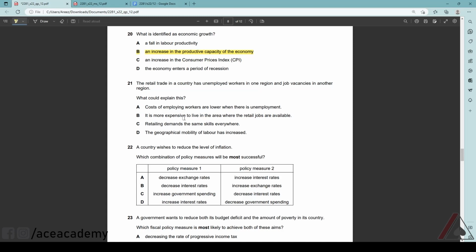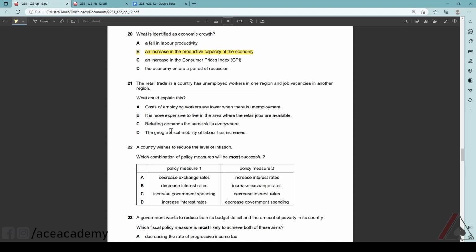B is it's more expensive to live in the area where retail jobs are available. This does make sense because the job vacancies are in the area where retail jobs are available, but since it's more expensive, people cannot move there. So there are not enough workers in these areas. So B does make sense.